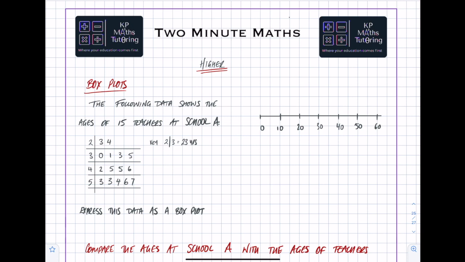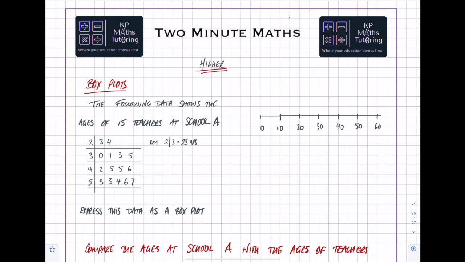So you can see here we've got a stem and leaf diagram drawn. It says the following data shows the ages of 15 teachers at school. You've got the key, which says 2 line 3 means 23 years. So that's 23, 24, 30, 31, 35, 33, 35, etc. So the smallest age is 23, the highest age is 57.